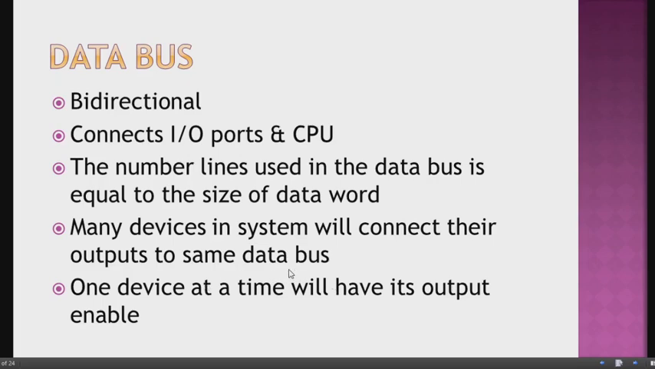What happens is, at a time many input output devices are connected to the processor, and all those input output devices of the system will connect their output to the same data bus, because the processor has only a single data bus. But one device at a time will have its output, meaning only one device can access that data bus at a time.